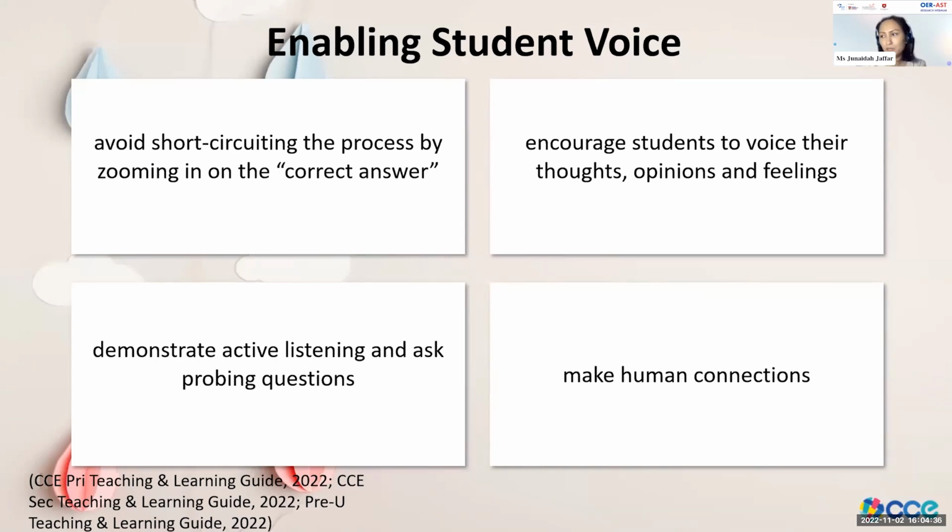facilitation skills. We can guide them in developing their voice and agency, which is the capacity to think and act independently in applying sound values and competencies when making decisions or taking actions. First, we need to avoid short-circuiting the process by zooming in on the correct answer. In this complex world, there is often no single right answer to complex questions or issues. The process of facilitating discussions on such issues should help students grapple with the complexities, learn from one another's insights, and find meaning for themselves.